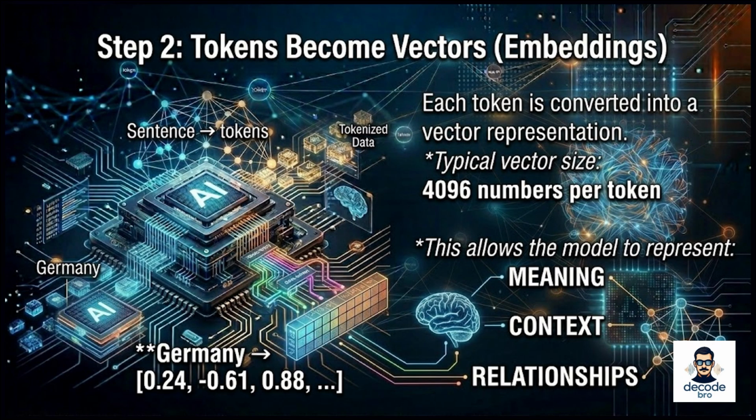Step 2. Tokens become vectors. Next, each token is transformed into a vector, a high-dimensional representation of its meaning. Example, what you see here, Germany has become 0.24, minus 0.61, etc. Typically 4096 numbers per token. This is the dimension of the vector. This allows the model to capture meaning, context, and relationships between words. Now, the model doesn't just see letters, it understands language in a mathematical way.